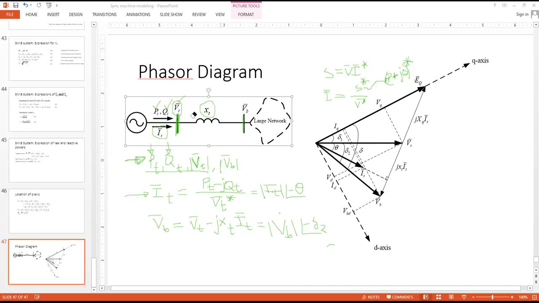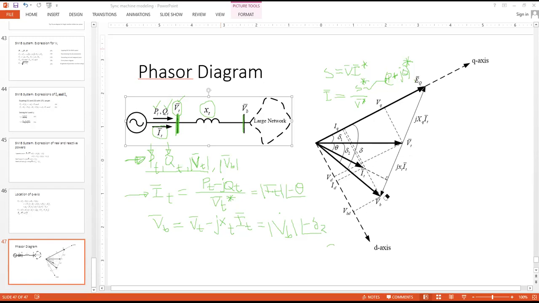Because it is an inductive reactance, current would be lagging, voltage would be leading. So this is JXT IT. This is the voltage across this reactance, and that is IT. And then we draw JXT IT from the tip of VT. So this is VT minus JXT IT, and we reach here, that is VB. And then we draw the phasor VB from the origin of the phasor diagram. We just connect it and we get VB with an angle delta 2 lagging from VT in this case. So we are done with VB.